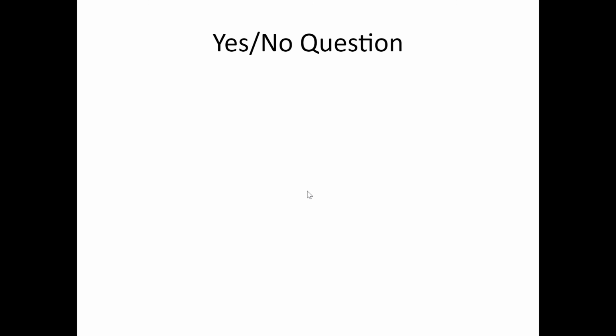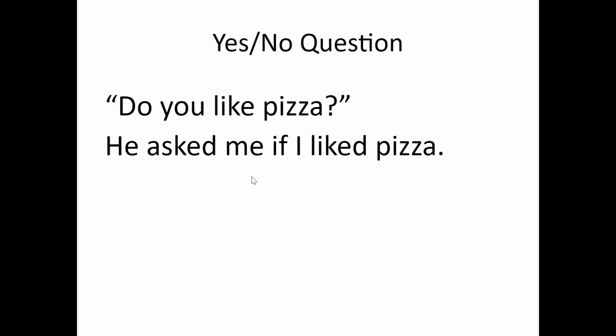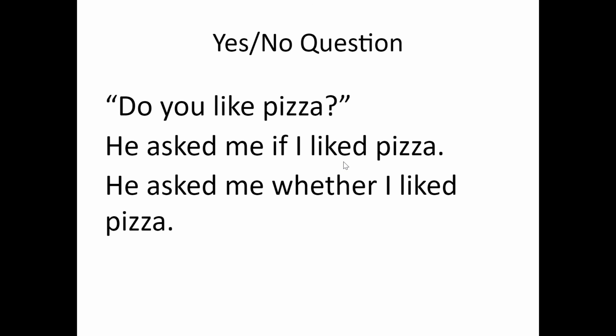Question forms. For a yes-no question, meaning a question which has a yes or no answer. For example, do you like pizza? Yes or no. We would change this to, he asked me if I liked pizza. So we would have if here, and then we would change from the question order, auxiliary, subject, verb, to the statement order. He asked me if I liked pizza, and this changes to the past tense. It can also be used with whether. He asked me whether I liked pizza.